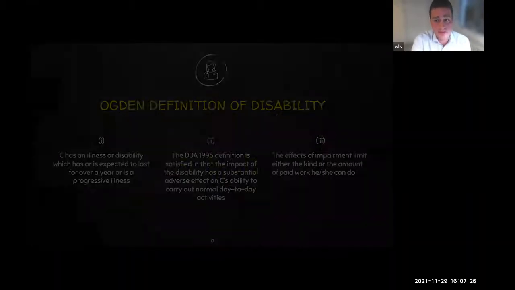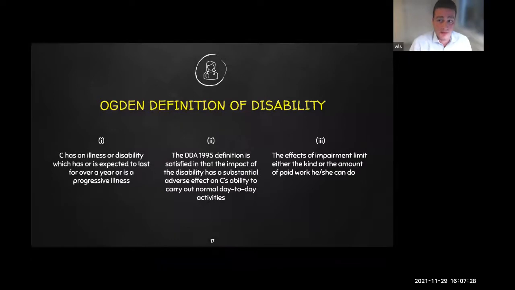And we use under Ogden a specific definition of disability, and it's got 3 aspects to it. So does the claimant have an illness or disability which is expected to last for 12 months or more, i.e. a year, or is it a progressive illness? Secondly, is the Disability Discrimination Act 1995 definition satisfied, that the impact of the disability has a substantial adverse effect on the claimant's ability to carry out normal day-to-day activities?